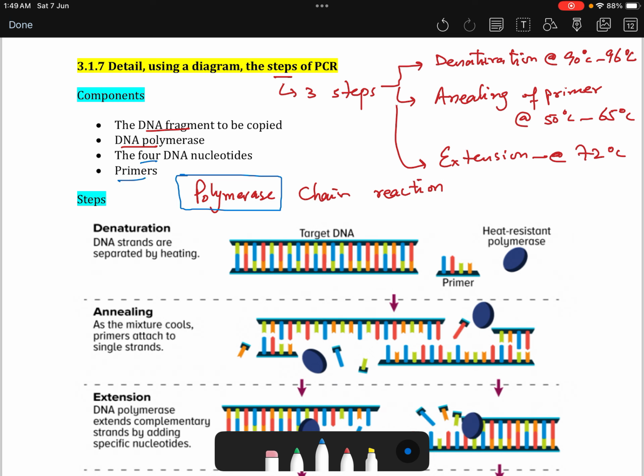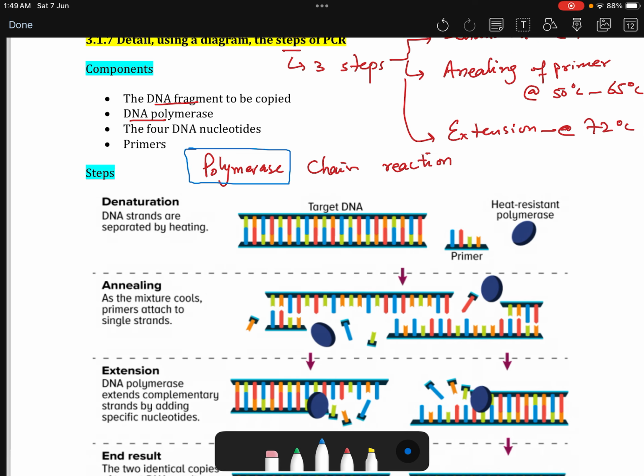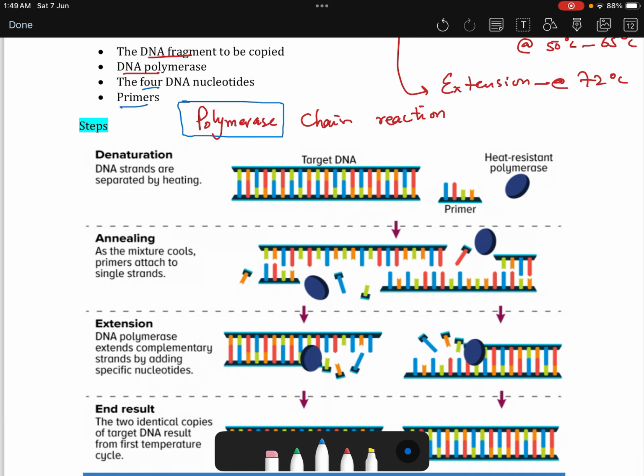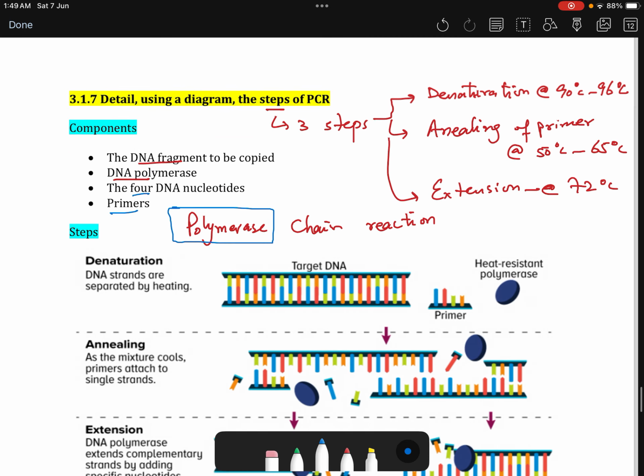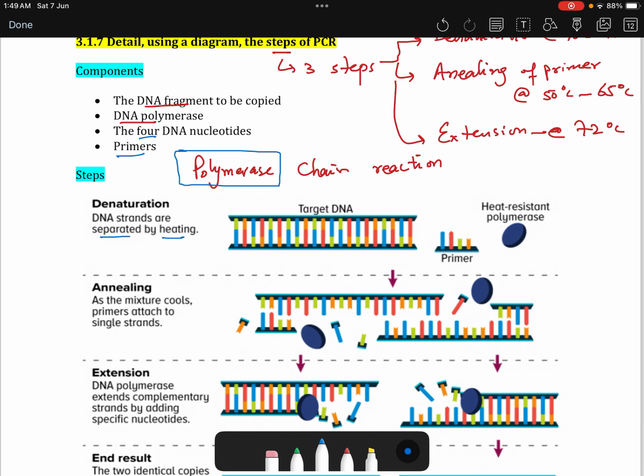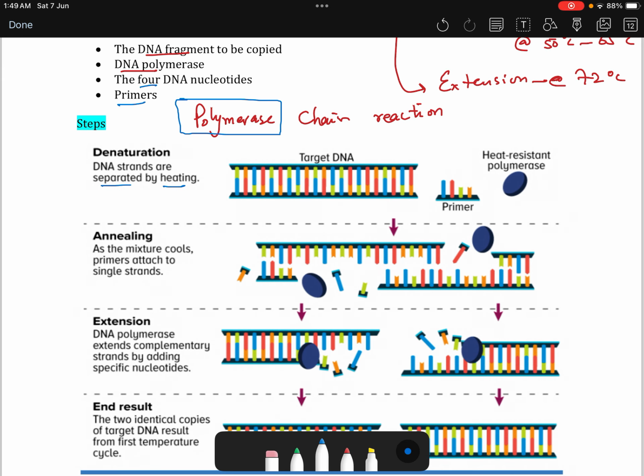Okay, now step 1, denaturation. DNA strands are separated by heating. I wrote the temperatures up. You had the DNA, you got them separate, then annealing. As the mixture cools down back to 50 to 65 degrees, you attach the primers. So over here, these small segments are primers. This one joining over here and this one joining over here, it is a primer. So you have 2 primers, they bind with each strand.